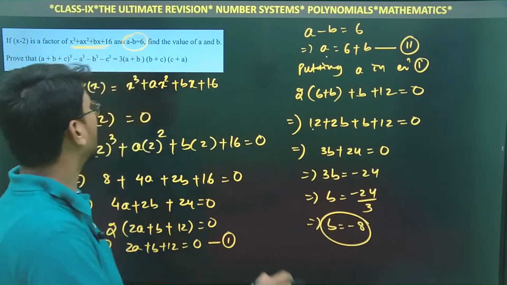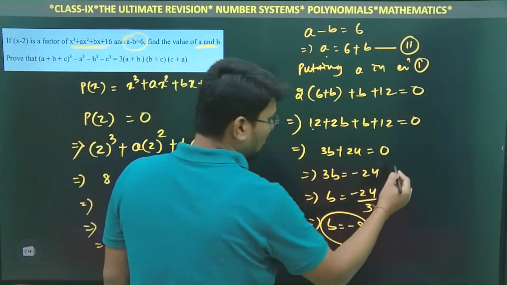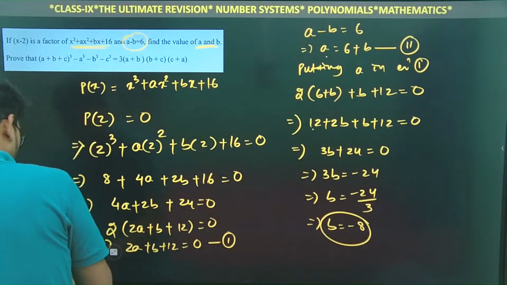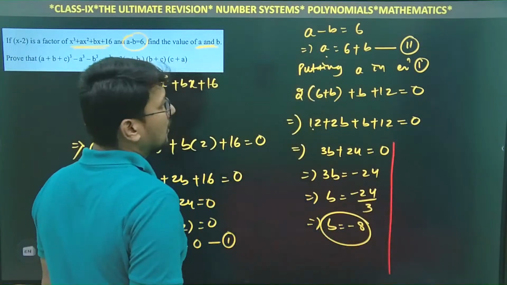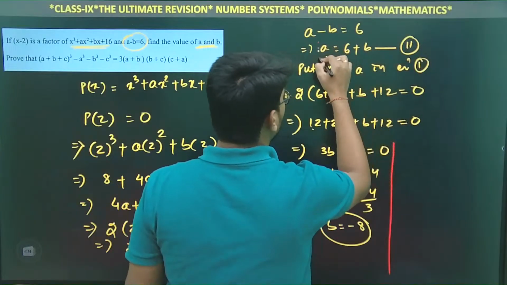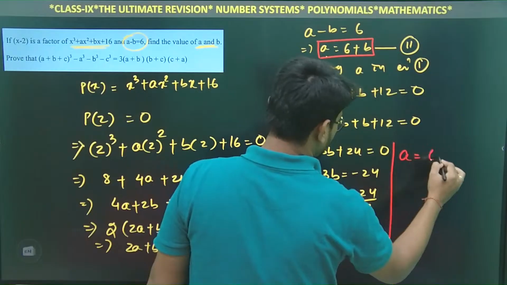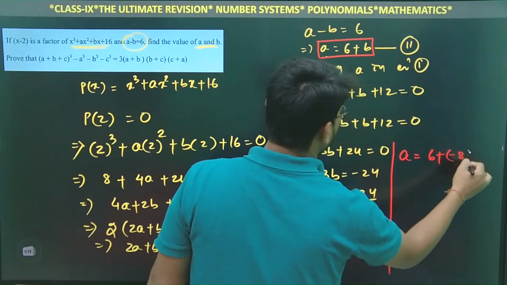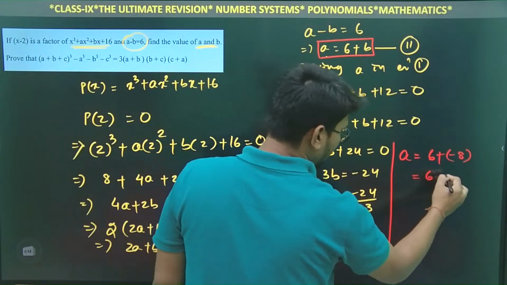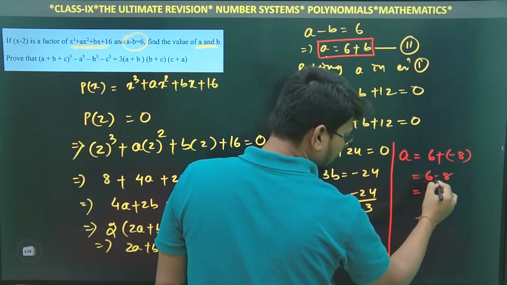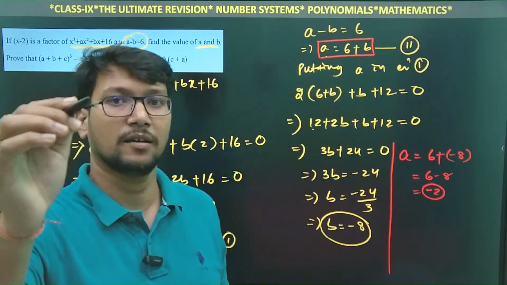But what is the question asking? Both a and b. That's why we now have to find the other value, that is a. Now check your equation 2. a equals 6 plus b. So b is minus 8. So 6 minus 8 is how much? Minus 2. Is that clear, everyone?